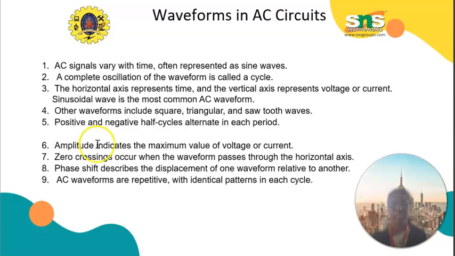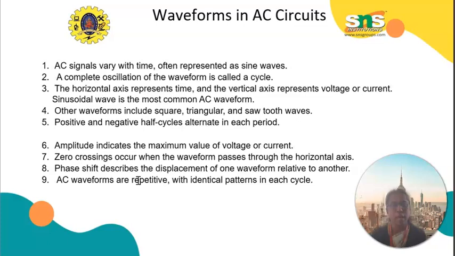Let us see what the waveform in AC circuits is. AC signals can vary with time, often represented as sine waves. A complete oscillation of the waveform is called a cycle. The horizontal axis represents time and the vertical axis represents the voltage or current. The sinusoidal waveform is the most common AC waveform. Other waveforms include square, triangular and sawtooth waveforms. Positive and negative half cycles alternate in each period.